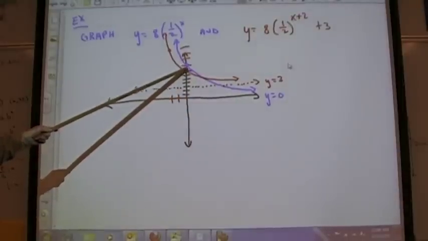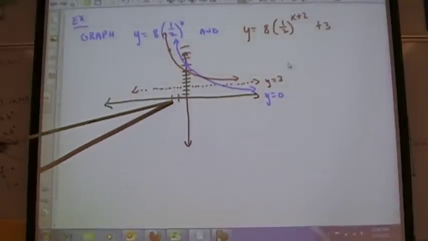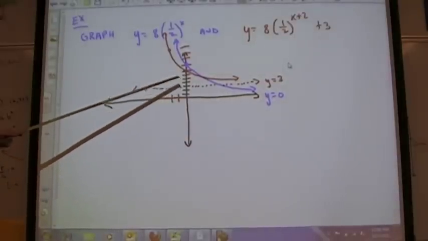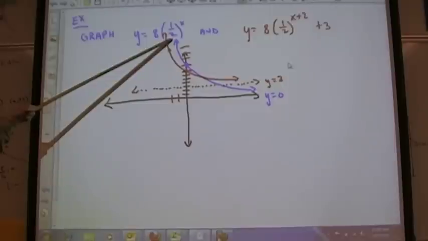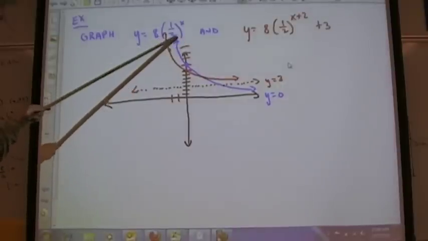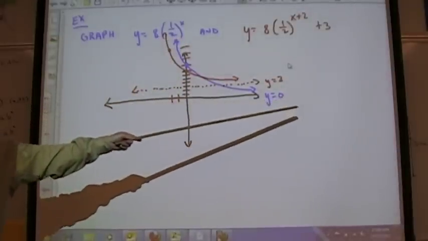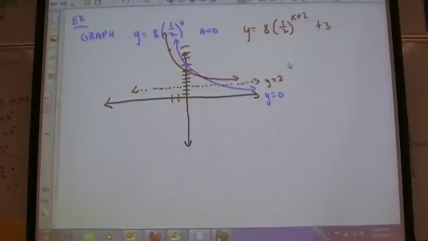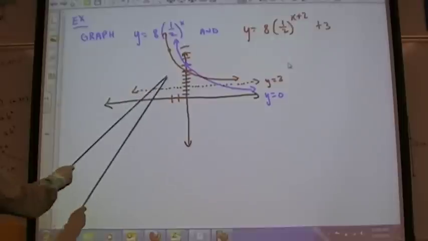And you still have a horizontal asymptote at y equals 0. You know it's a decay because 1/2 is less than 1. So that's the form it takes right there. That's the blue. If it was growth, then we're doing that. Yes, it would go from here to here.